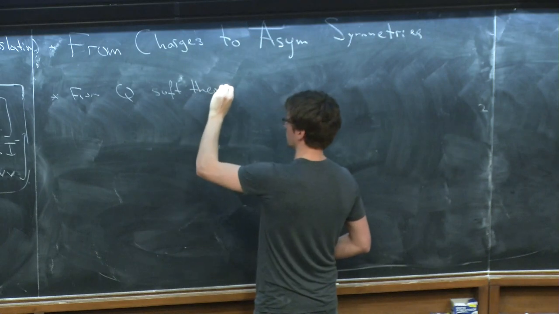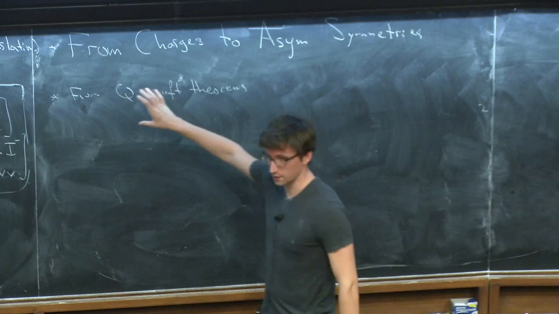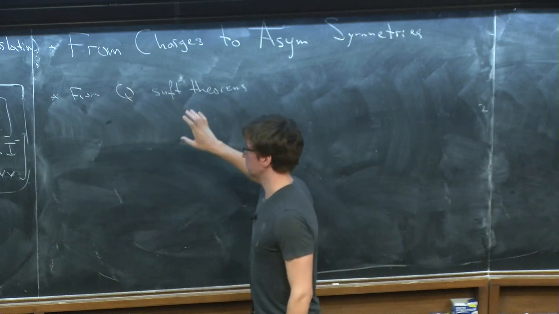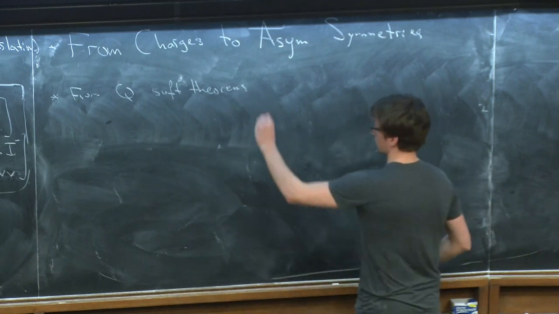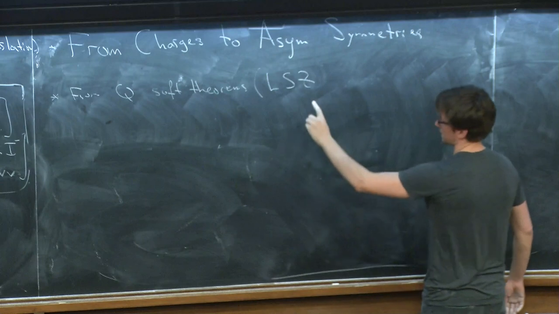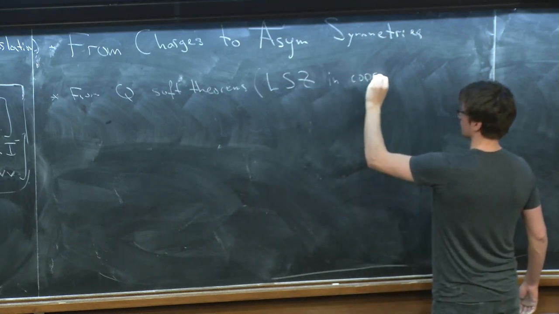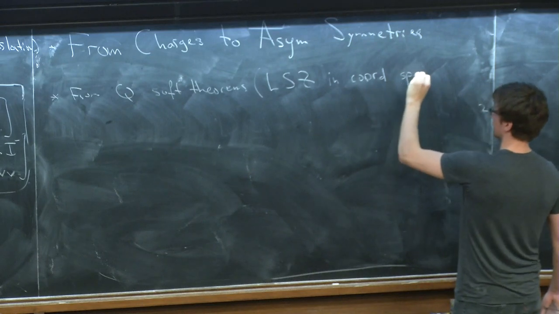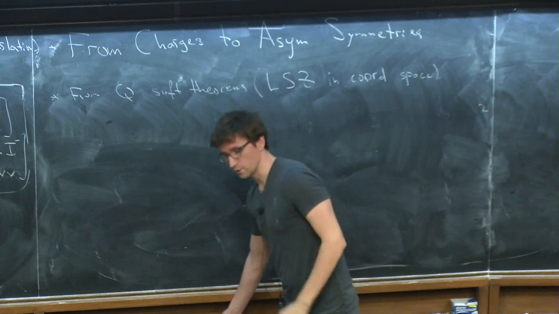Because if you think about scattering amplitudes, you're used to thinking in momentum space. Here, everything is in coordinate space. And so to go from these charges in coordinate space to the usual soft theorems, there is this sort of LSZ procedure, Lehmann-Symanzik-Zimmermann, in coordinate space. So these are the two things I will explain next time.